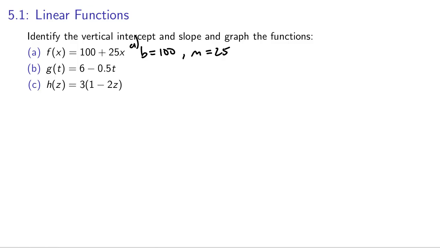What about part B? g(t) is 6 minus 0.5t. Here the b is 6 and the m is minus 0.5.